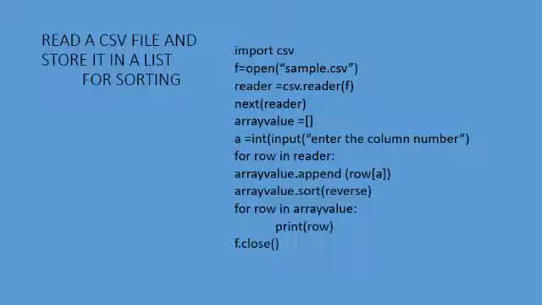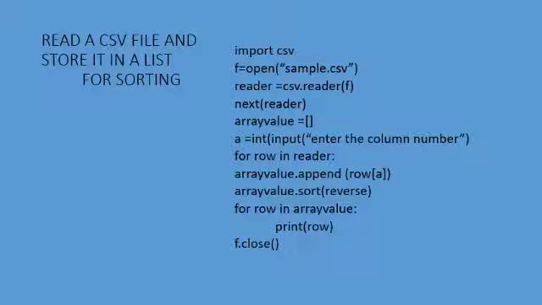Next, for row in reader, one by one row I am going to read. Next, array_value.append(row[a]). So row contains that particular row's values, and row[a] refers to what? A column. For example, I am giving 2. The second column value alone will be stored. When I give array_value.append(row), the row fully will be stored, but I am giving row[a]. So the row[2], that particular column's values alone will be appended to the list.